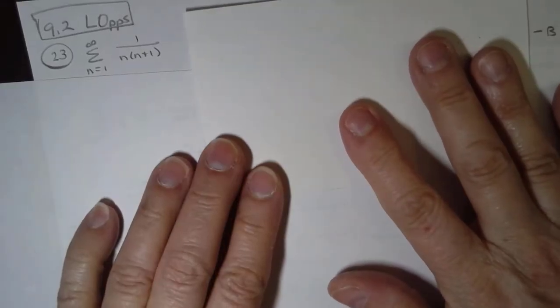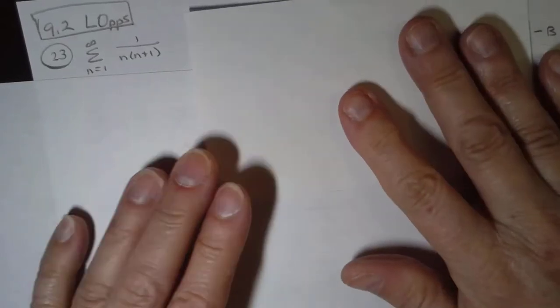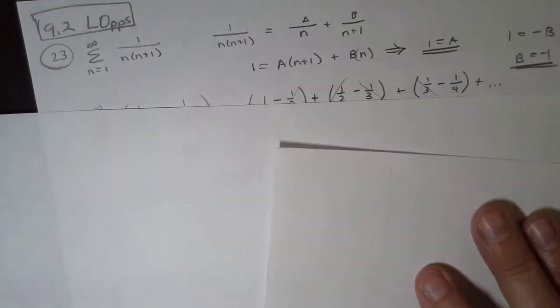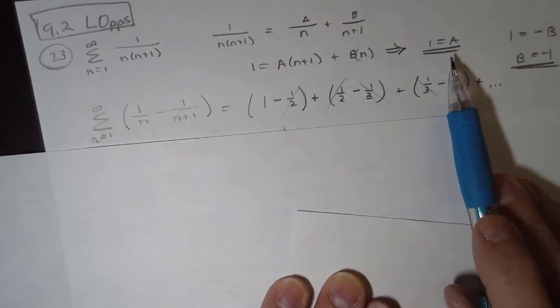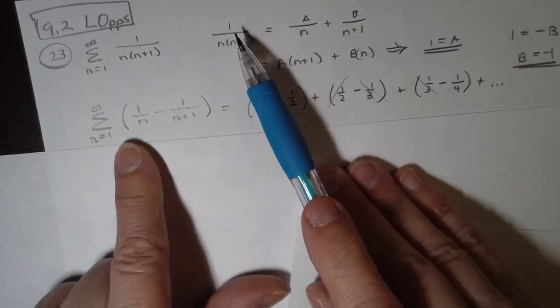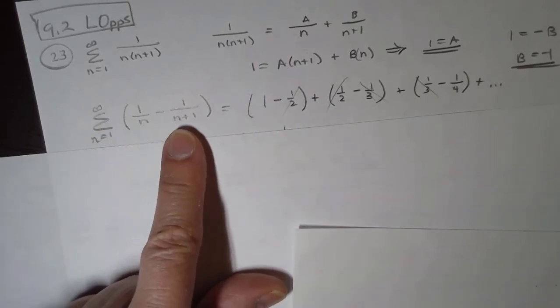So for the next problem, we want to verify that the series converges. So first thing I need to do is use my partial fractions and use the technique that we've learned from that. We know that we can find a to be 1 and b to be -1. So this would be written as the series as n goes from 1 to infinity of 1 over n minus 1 over n plus 1.